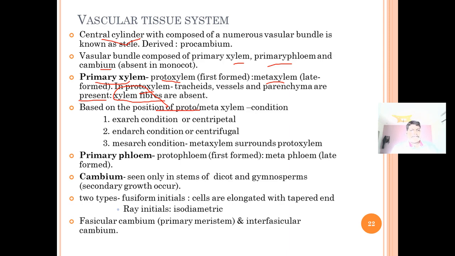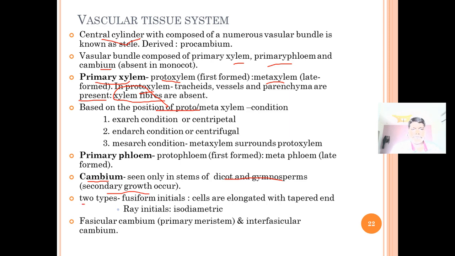Then primary phloem. What we discussed in primary xylem, protoxylem and metaxylem, here also there are protophloem and metaphloem, the first formed and the late formed. The next very important thing to discuss is cambium. Cambium is seen in dicots and gymnosperms, but it is absent in monocots. That is why secondary growth does not take place in monocots, while in dicots and gymnosperms secondary growth occurs due to the presence of this cambium.